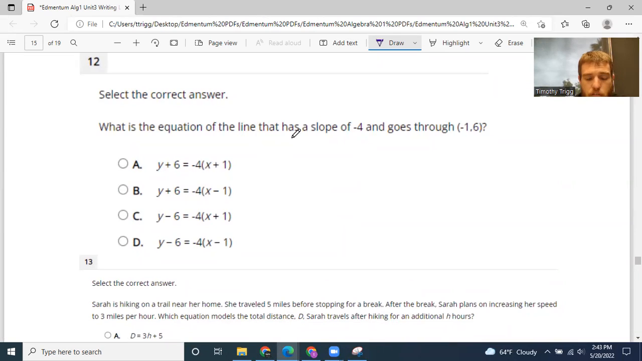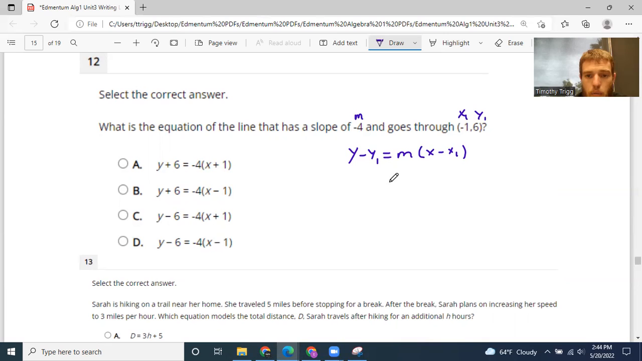Which equation of a line has a slope of -4 and goes through the point (-1, 6)? So here we're writing our equation in point-slope form. Your x sub 1 and your y sub 1 are right in here, and your m is right here.